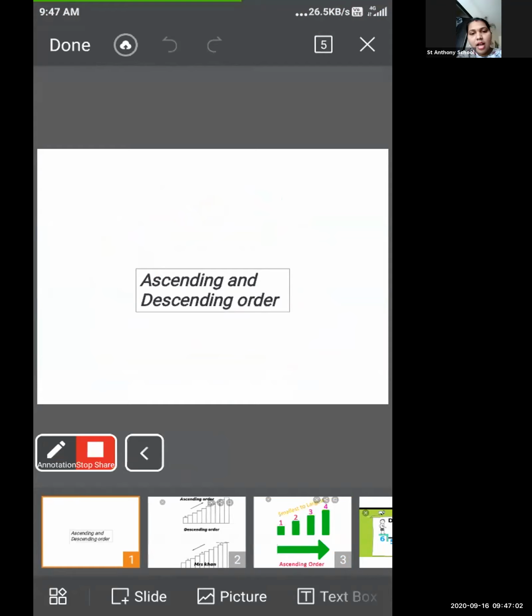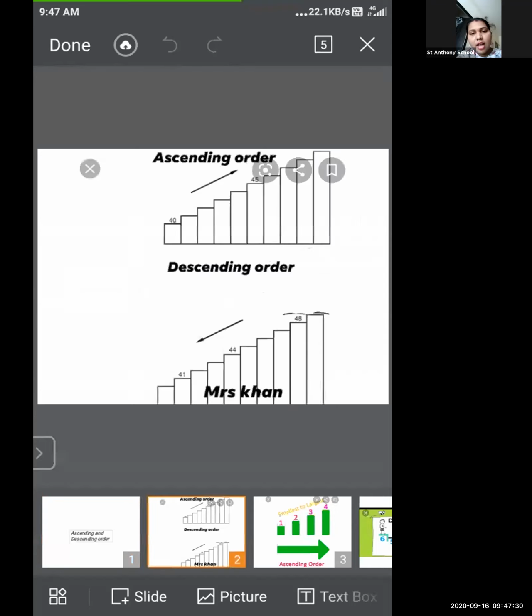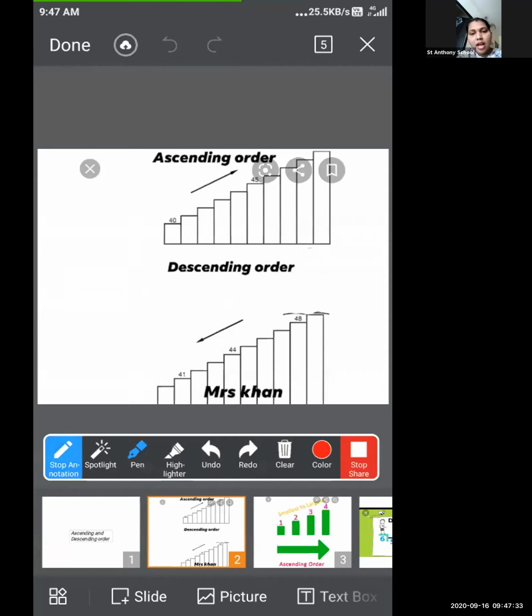So how to write the number in ascending and descending order? First we will see how to write numbers in ascending order. These two are the orders, and on those orders how to write the numbers. For example, 45, 49, 59, like this, and how you write those numbers in ascending form. When we write the number in ascending order, we start from the smaller.